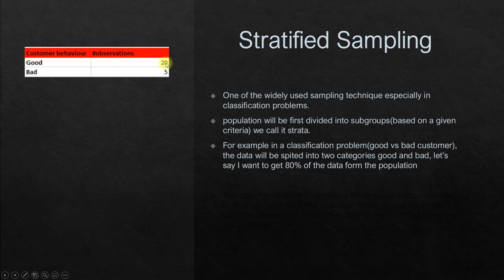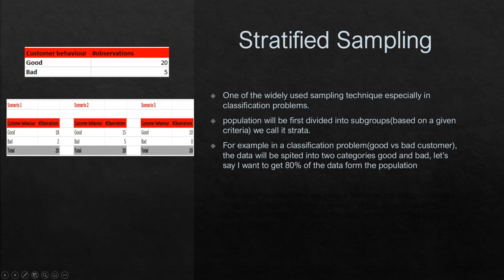Good, I have 20 customers. Bad, I have 5 customers, which is a total of 25 customers. Now let's say I want to get 80% of the sample data from my population, which is 25. 80% of it is nothing but 20 samples, I mean 20 records, right? Now if I do sampling, as I said, I need 80% of the data. Out of 25 samples, 80% means 20, right?